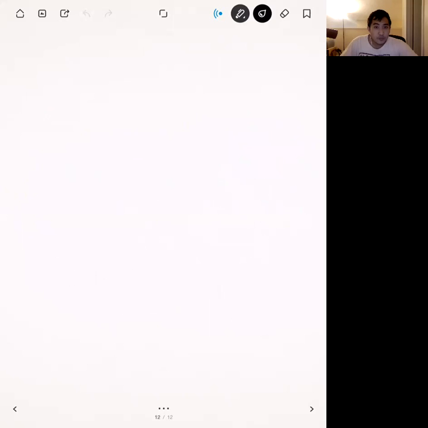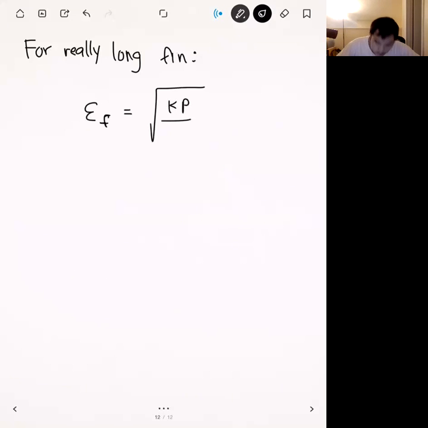And so for the simple tip condition that we had, where we assumed that the fin was really long, we were able to compute an expression for effectiveness, okay? And so for a really long fin, what we get is effectiveness is equal to the square root of Kp over HAC, okay?